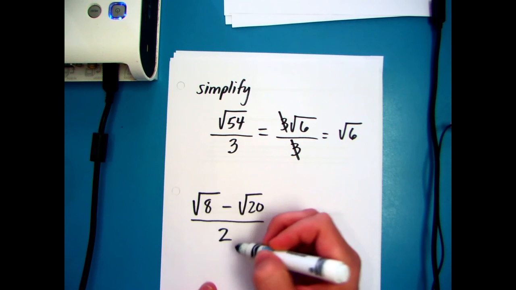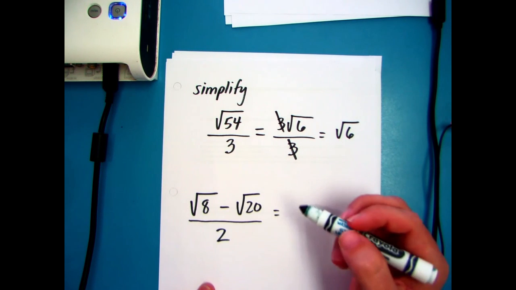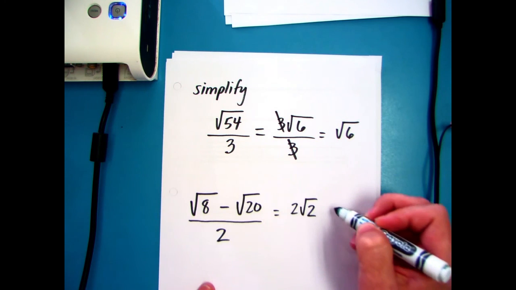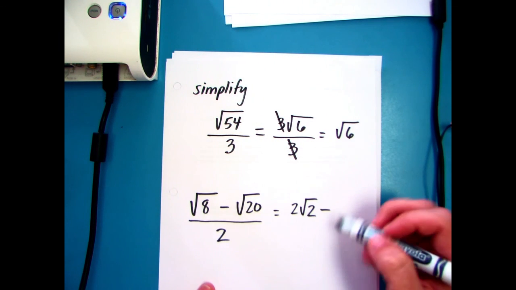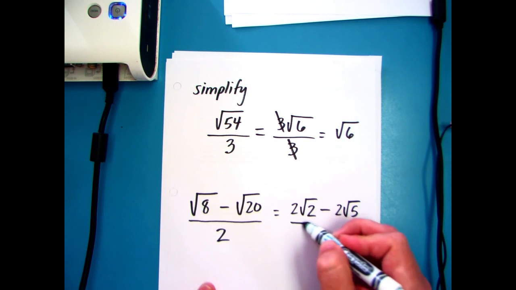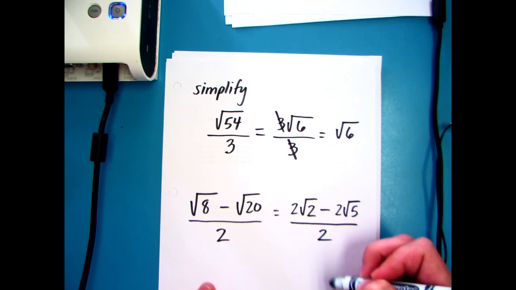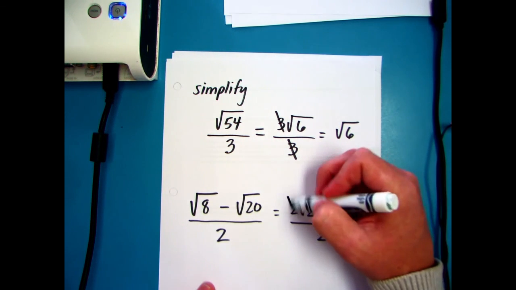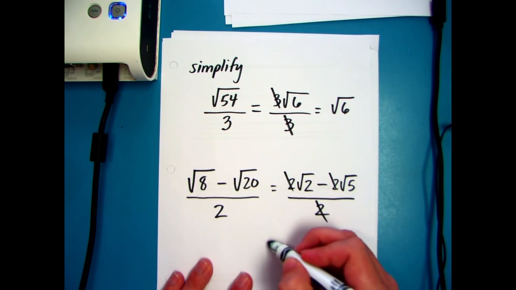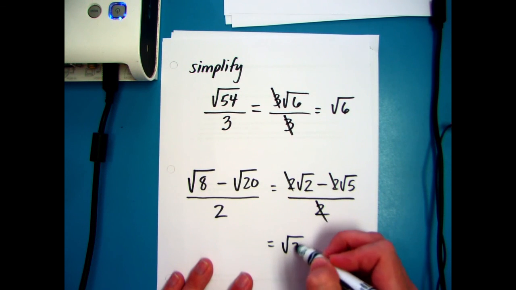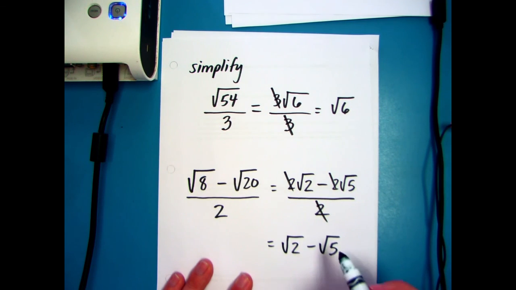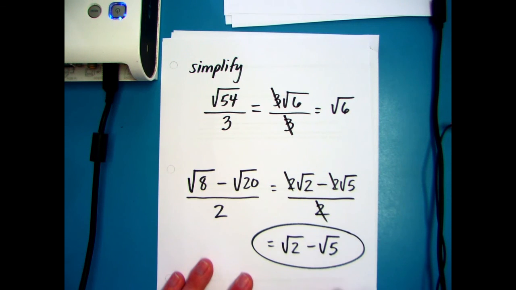Here's another one, square root of 8 minus square root of 20 all over 2. Let's simplify square root of 8 to 2 root 2. Simplify square root of 20 to 2 root 5. That's all over 2. Now it's more apparent what can cancel with my denominator. All the 2's can cancel. So my simplified answer is square root of 2 minus square root of 5.